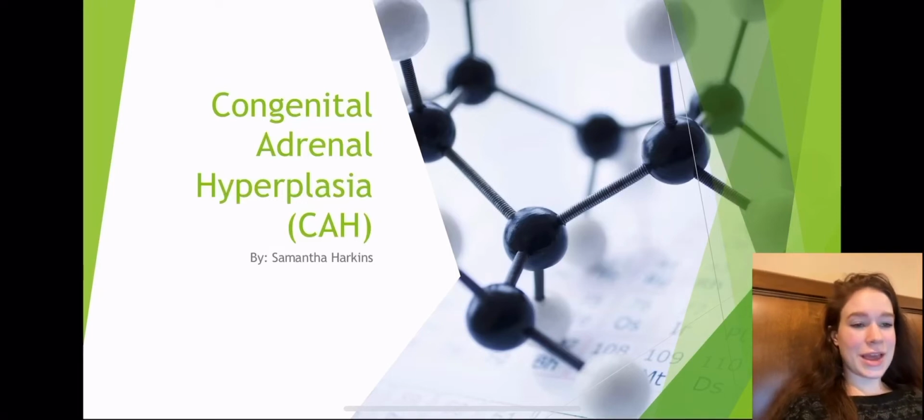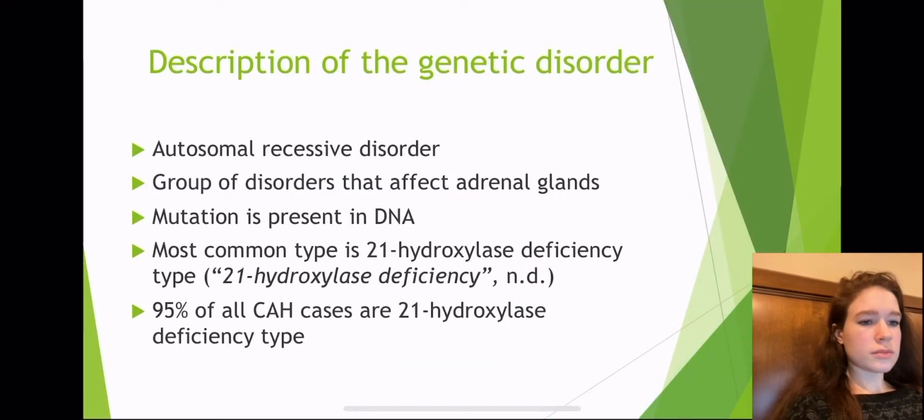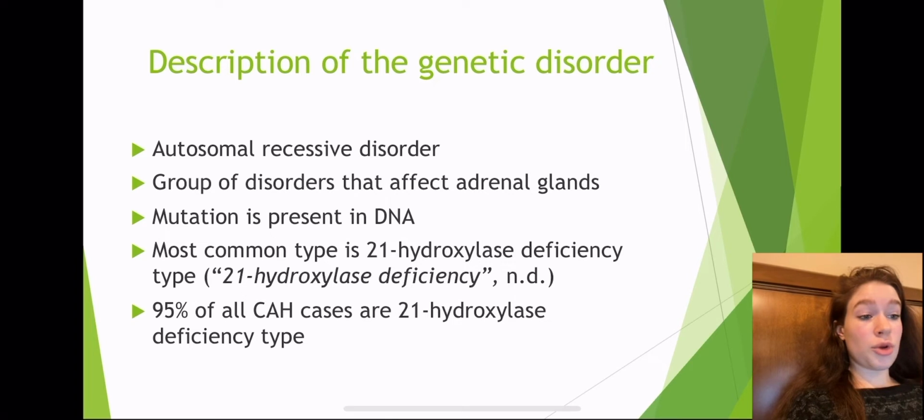Hello, my name is Samantha, and the genetic disorder I decided to do for this project was congenital adrenal hyperplasia. Congenital adrenal hyperplasia is an autosomal recessive disorder and is one of the most common inherited diseases. This disease involves a specific grouping of genetic disorders which cause the adrenal glands to be affected.